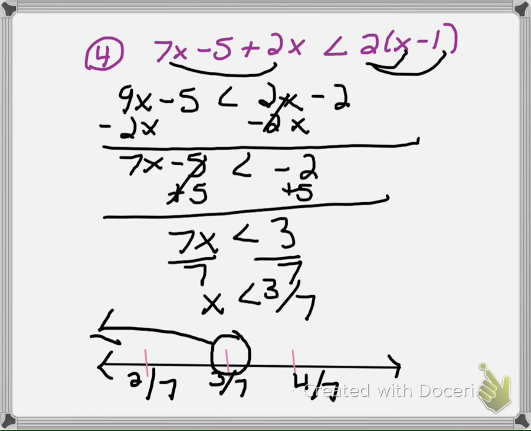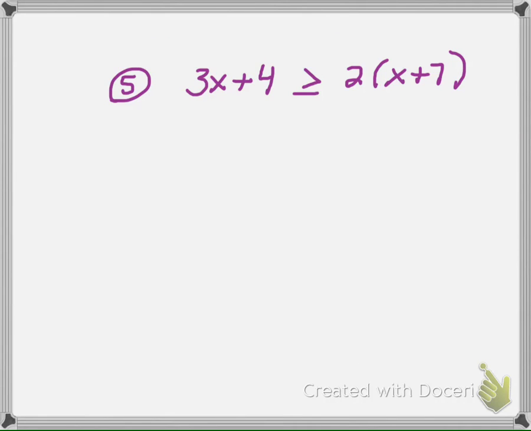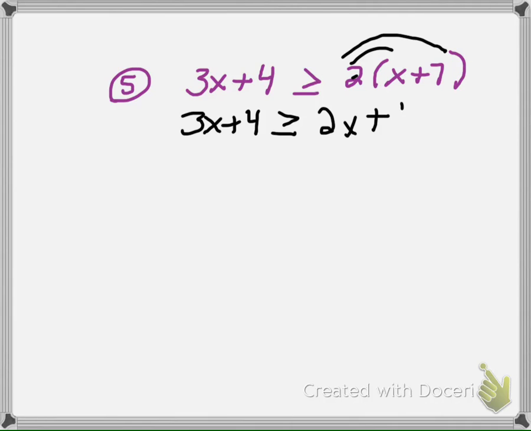Number 5. So on this one, I'm going to have to distribute first. I'm just going to recopy this side, 3x plus 4, and drop my sign. And then I'll distribute. 2 times x is 2x. 2 times 7 is 14. Okay, again, you can't have variables on both sides of your sign. So the easiest thing would be to get rid of this one by subtracting 2x.